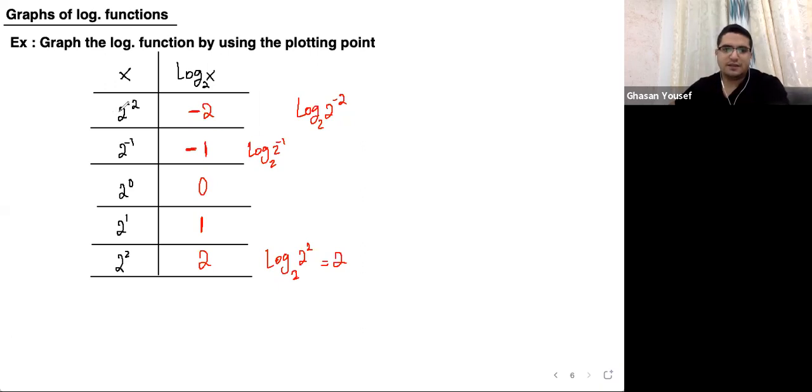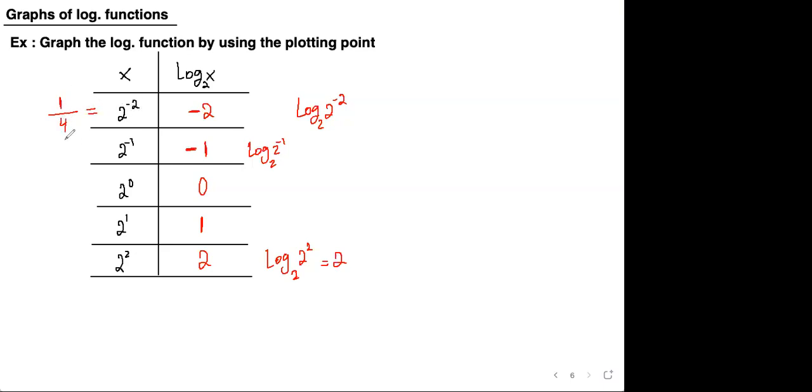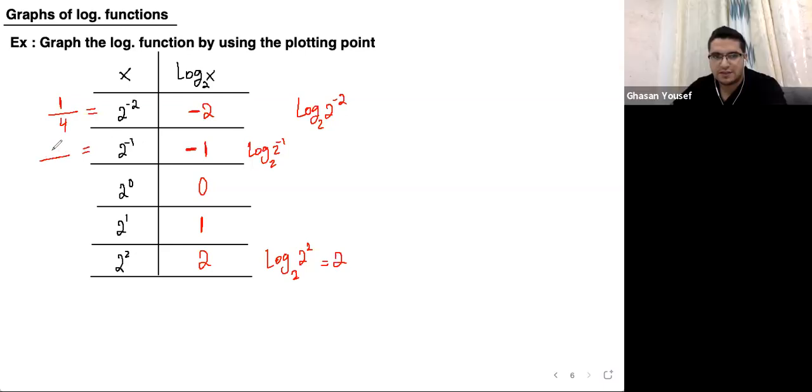And what is 2 to the power minus 2? Anyone can tell me the value of 2 to the minus 2? Is it 1/4? 1/4, correct. And 2 to the minus 1 is the same thing: 1 over 2 to the power 1, which is 1/2. 2 to the power 0 is always 1. Anything to the power 0 is always 1. 2 to the power 1 is 2, correct, Pamela? 2 to the power 2 is 4, correct.